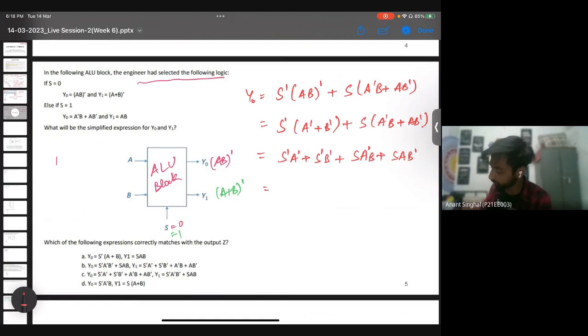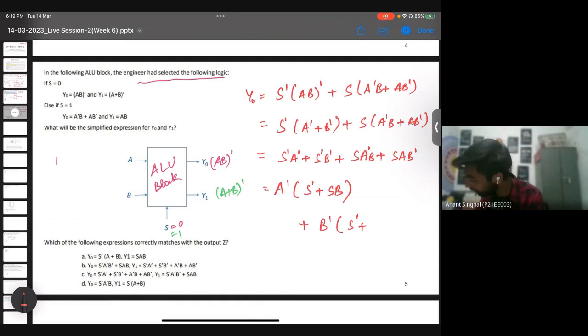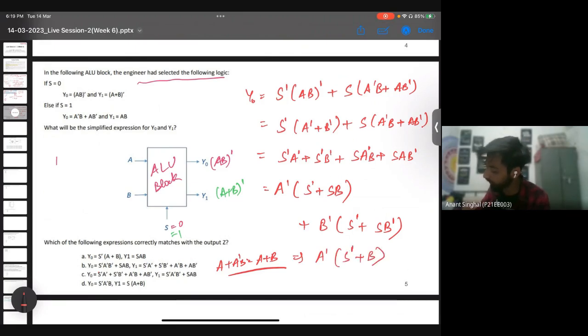Now if I try to take a bar common from this, it will be nothing but s bar plus s b, and when I try to take b bar common, it will be nothing but s bar plus s b bar. So we know the major property, which is nothing but a plus a bar b is nothing but a plus b. So using this property, what we can write is a bar times s bar plus b, since s bar is here and the complement of this is present here, and then b bar times s bar plus b bar.